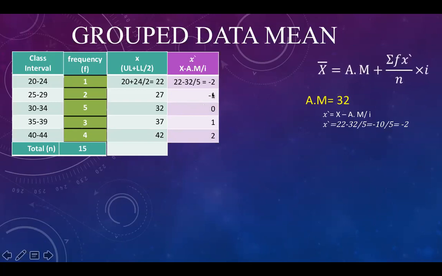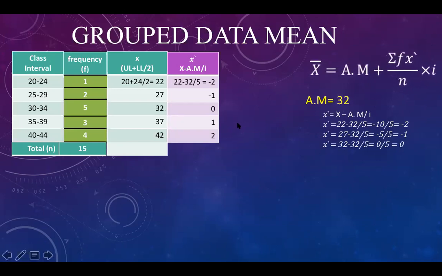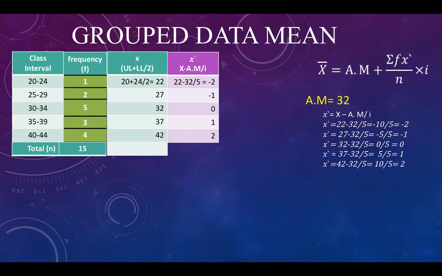The first class: 22 minus 32, the assumed mean, divided by 5. It will be equal to minus 10 divided by 5, which is equal to minus 2. In the second, it will be 27 minus 32 divided by 5, which is minus 1. In the third, it will be 32 minus 32, which is 0. Zero divided by anything is 0. Next will be 37 minus 32 divided by 5, which is 5 divided by 5, equal to plus 1. And next will be plus 2.